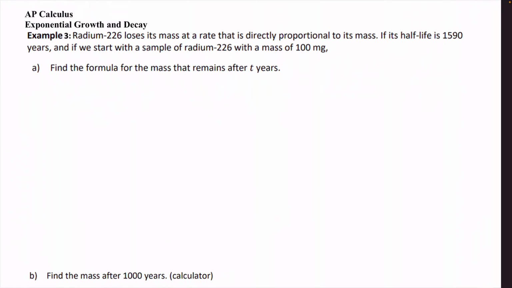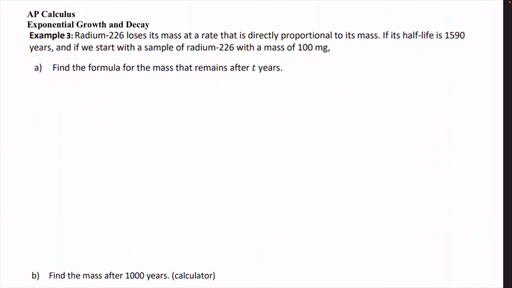Okay, so here we go. Radium-226. Radium is an element, and this is the 226 isotope, okay? I don't know the exact words of it, but it loses its mass. So it loses its mass at a rate directly proportional to its mass. So on the test, that means we do what we've been doing, right? Its mass is how much of it is left.